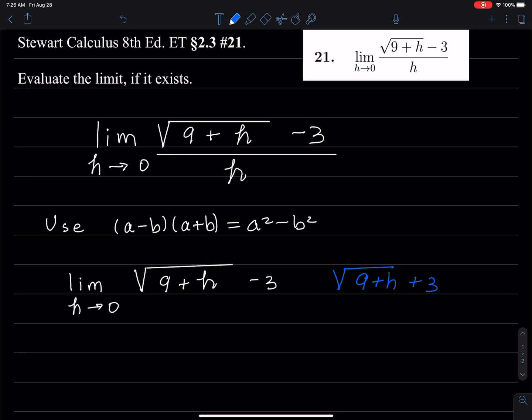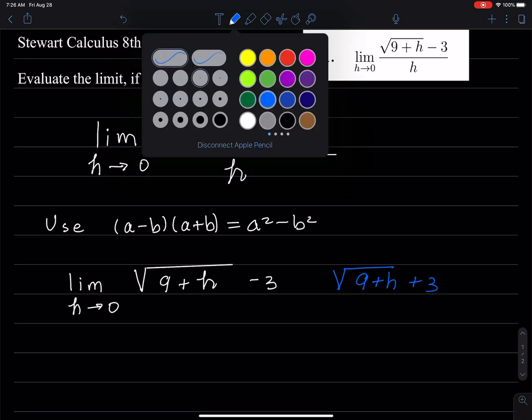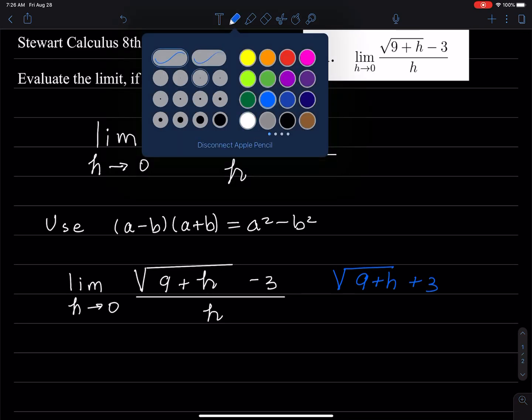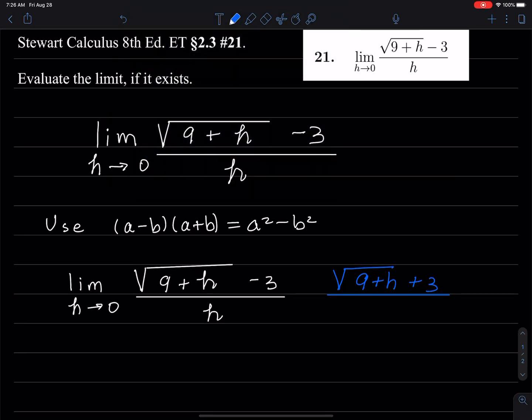Now, if I do that, first of all, I need to do the denominator over here also. If I'm going to multiply the numerator by radical 9 plus h plus 3, I should do the same for the denominator. And by doing so, it's like I'm multiplying by 1. Okay, what's that going to do? In the numerator, this is like a minus b times a plus b.